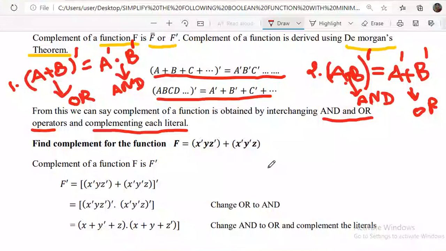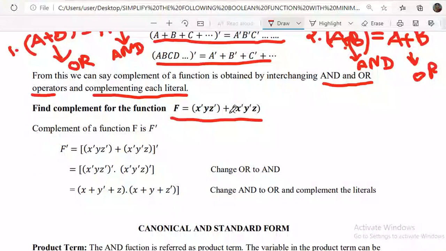So what actually is happening here? You have two product terms and you are adding them. When you take the complement, you will get the reverse of this. You will have sum terms and you will multiply those sum terms. If you get the answer that way, then the complement is correct. Okay, so now let us go to the problem.